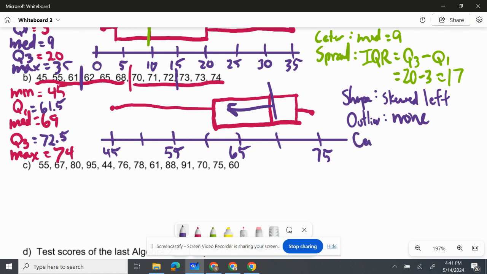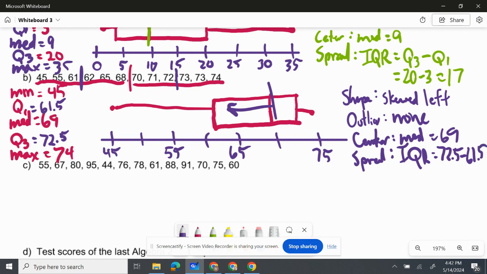And then the center, we're going to use the median. And so our median is 69. And then our IQR is our Q3 minus our Q1. Let me put spread. So our spread is the IQR, which is 72.5 minus 61.5. And that right there gives us 11.